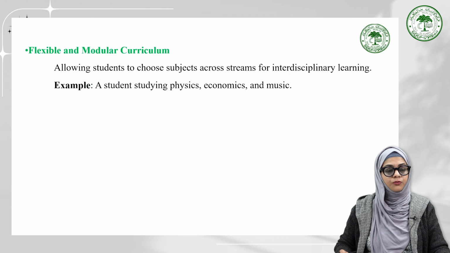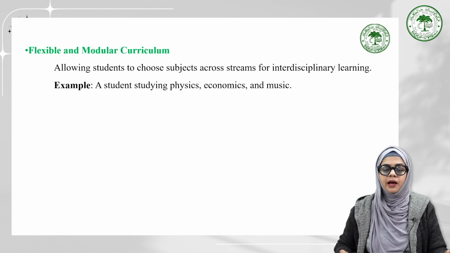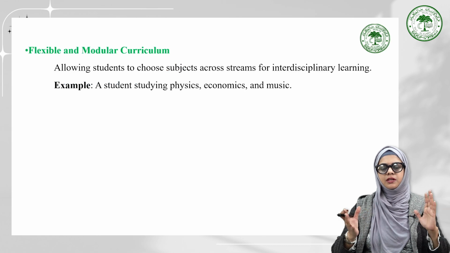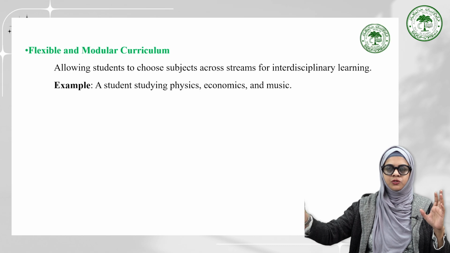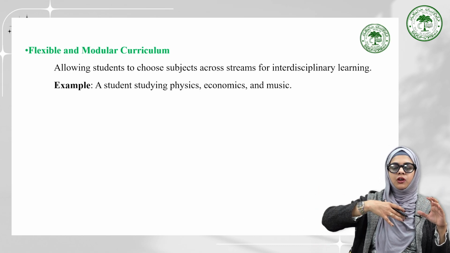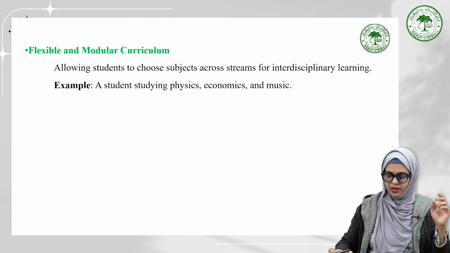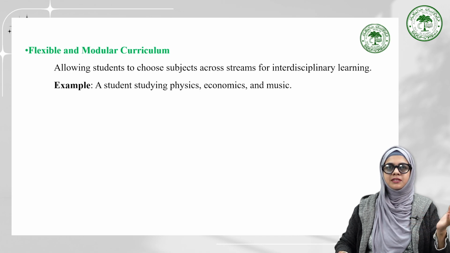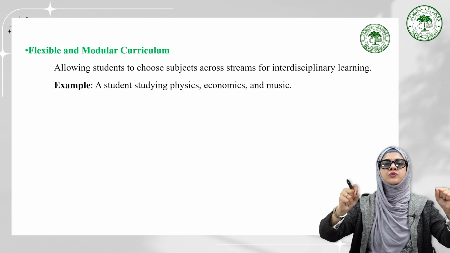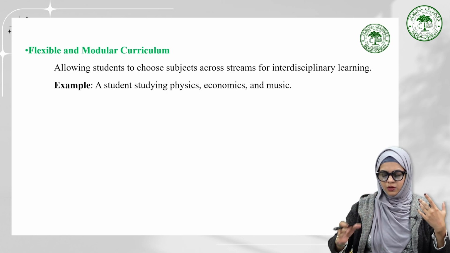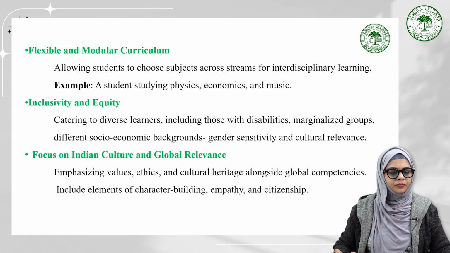Now let's move forward. It should be flexible and modular curriculum. So that means a student studying physics, economics can also switch and study some other subject also, because we are basically talking about interdisciplinary kind of learning. So it's highly flexible. It's like cafeteria choices we have. You enter the cafeteria, there are many choices that are in front of you, and you choose according to what you are interested in.